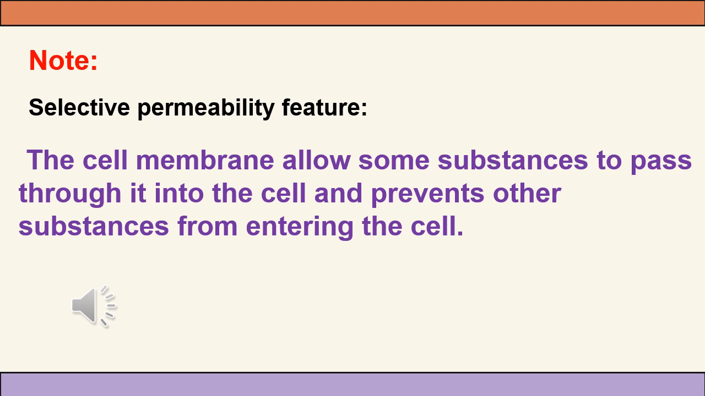So, from what we said, can anyone tell me what's the importance of the selective permeability feature? Think more. Super! The selective permeability means that the cell membrane allows some substance to enter the cell and prevents some substance from entering the cell according to the needs of the cell.